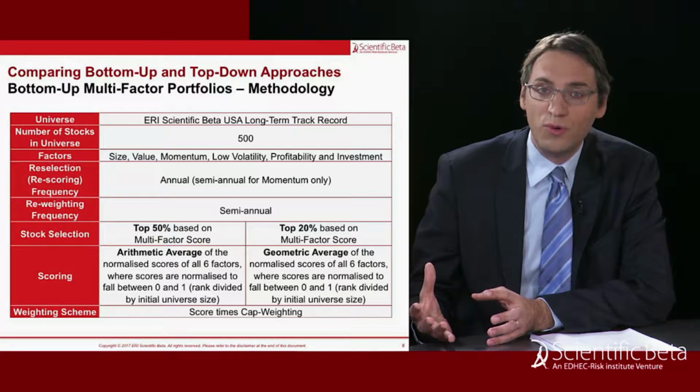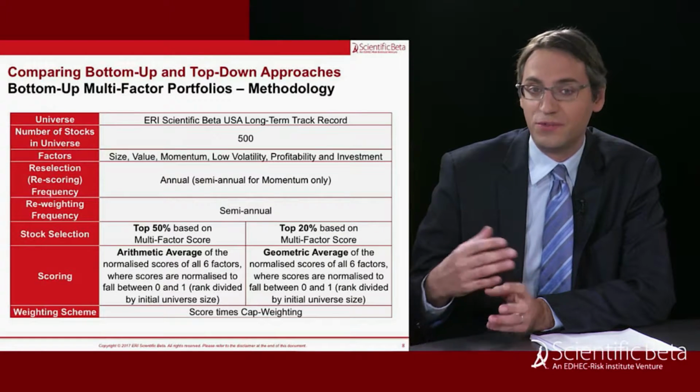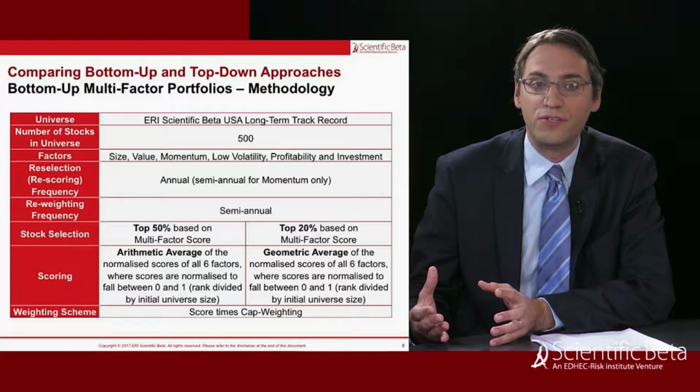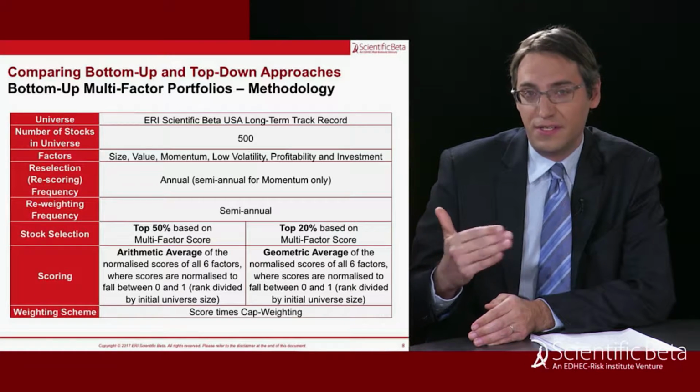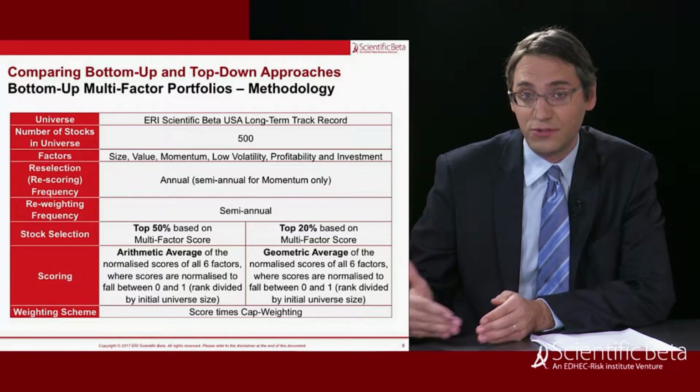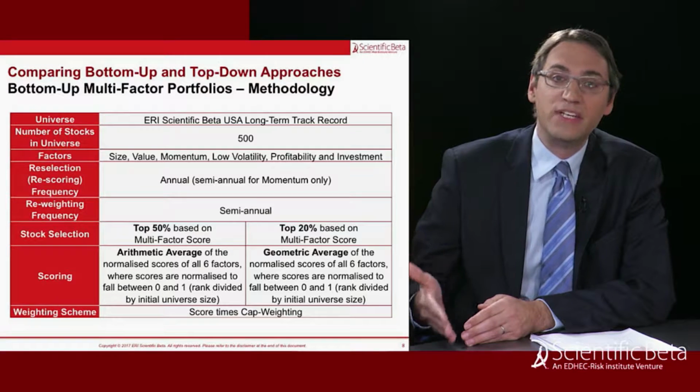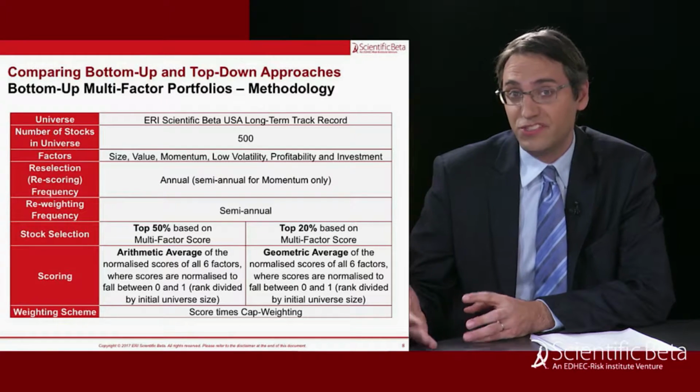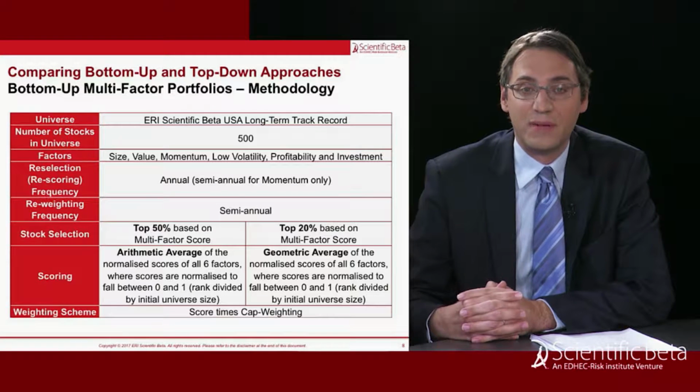I'm using different ways of calculating the scores, just because there are different ways of doing that in the industry. So when you average the factor exposure across factors to come up with a composite score, you can use an arithmetic average, you can use a geometric average. Both of these methods are employed in practice.